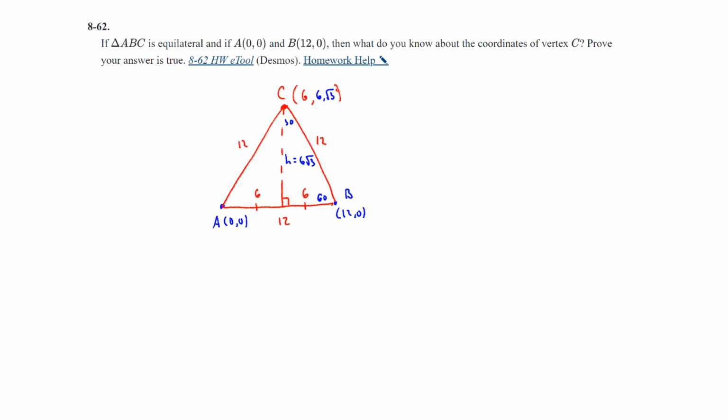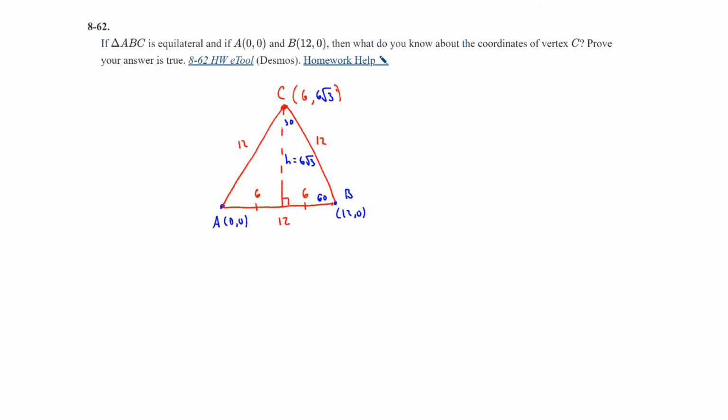If you didn't use your special right triangles with the 30-60-90, then you would have got the approximation for whatever 6 square root of 3 is. And then the other thing is, if you didn't think of it this way as well, we didn't have to go up.